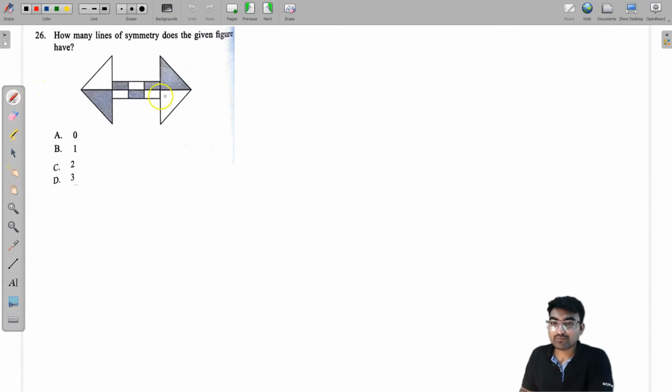How many lines of symmetry does the given figure have? Okay, see, this is one line of symmetry, we can say, but no, if we say this as a line of symmetry, what will happen? This is shaded, but this is not, so this won't be the line of symmetry, right? So let's look at the second line. Now if we break this part from here, this part is unshaded, unshaded, shaded to shaded, right? But again, this and this are not shaded, correct? So we don't have any line of symmetry, that means option number A, correct?